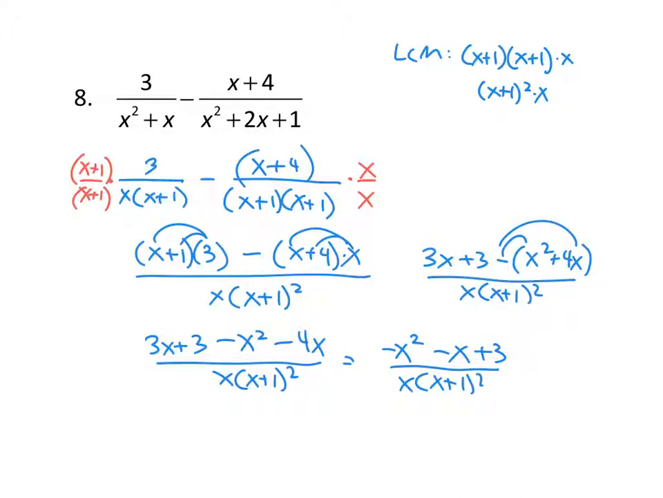And I check to see if I can factor. I can factor out a negative from that expression on the top. So I'll get negative x squared plus x minus 3 over x times x plus 1 squared. And can I factor x squared plus x minus 3? I don't think I can. So that's as far as I can go.